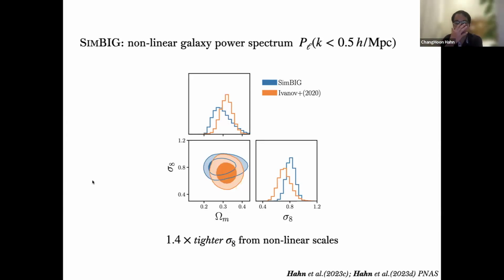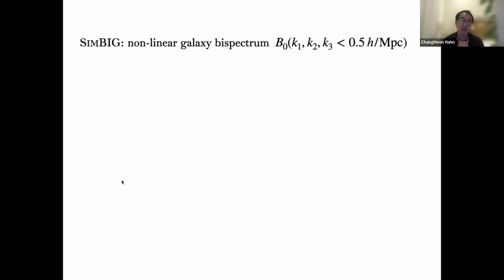So because we're able to extract information from nonlinear scales, we're able to improve our constraints on sigma 8 by a factor of 1.4. Now, of course, this is still just using 2-point statistics. So the next summary statistic we applied this to was the nonlinear galaxy bispectrum.